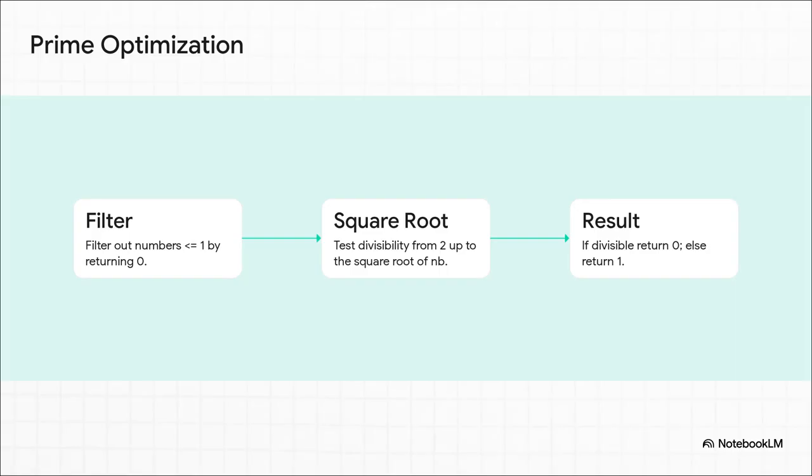Now here is the ultimate mathematical shortcut to save your processing power. To check if a number is prime, you do not need to check if it's divisible by every single number all the way up to itself. You literally only need to check up to its square root.